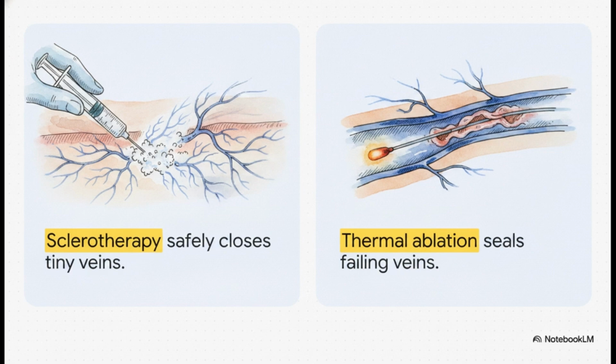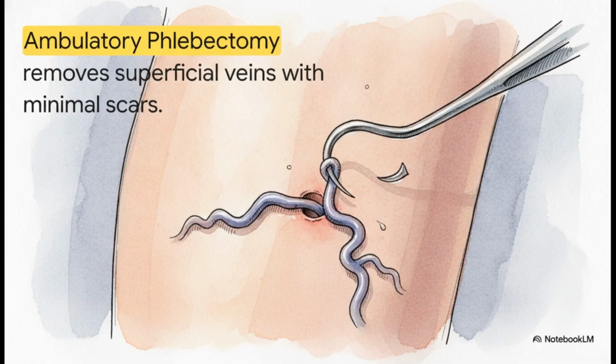While those minimally invasive thermal ablations are the modern standard, traditional surgical options do still exist. Vein ligation and stripping, where the vein is tied off and surgically removed, is definitely much less common today. However, ambulatory phlebectomy remains highly useful. This is a procedure where small, bulging superficial veins are meticulously removed through tiny, almost invisible skin punctures under local anesthesia, leaving minimal scarring.